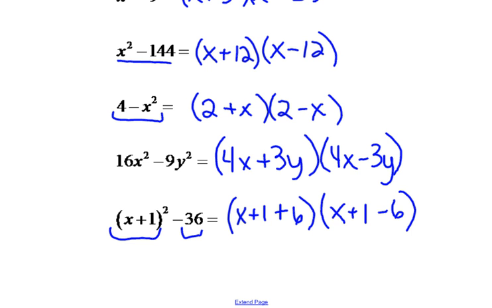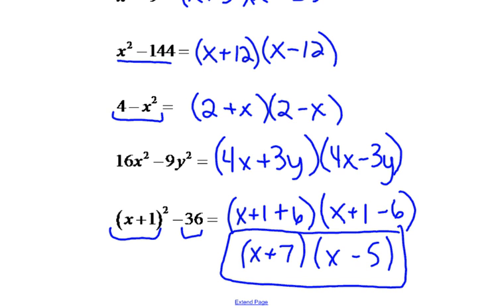Now on ones like these, you would want to simplify this. That would make it x plus 7 times x minus 5. And that's how we factor a difference of perfect squares. This only works when you actually have perfect squares and they have to be being subtracted.